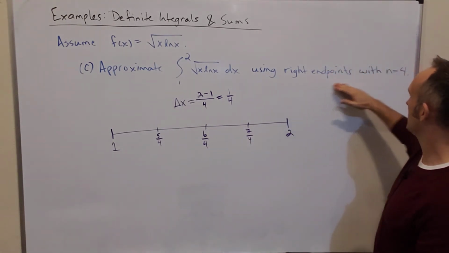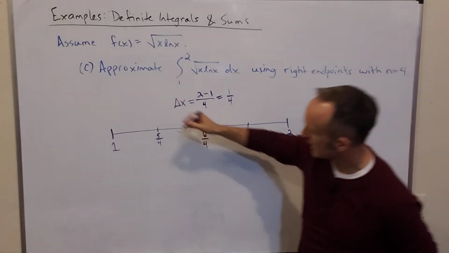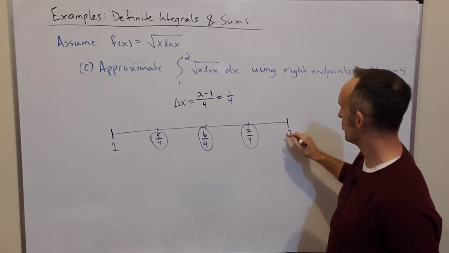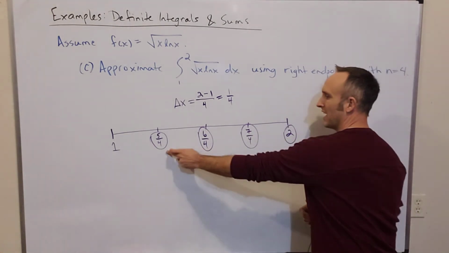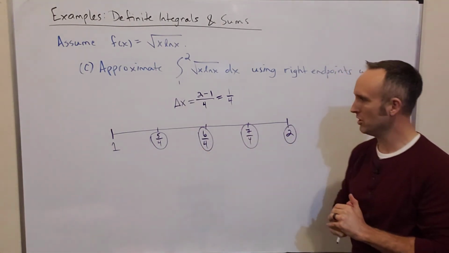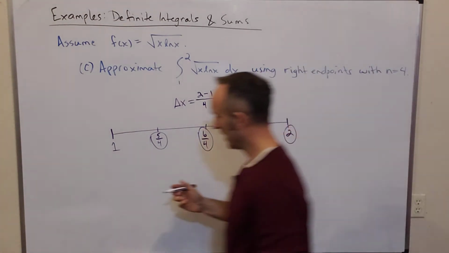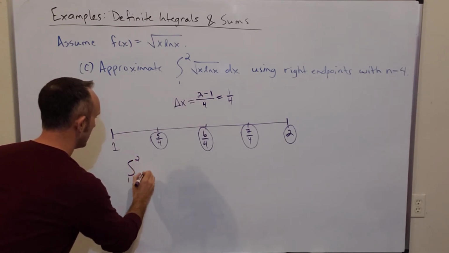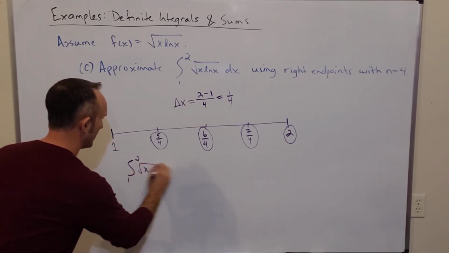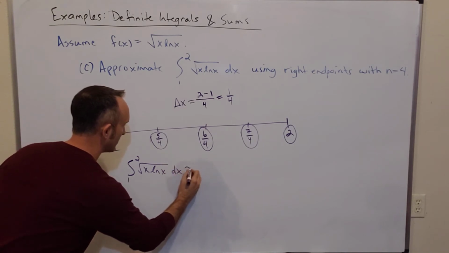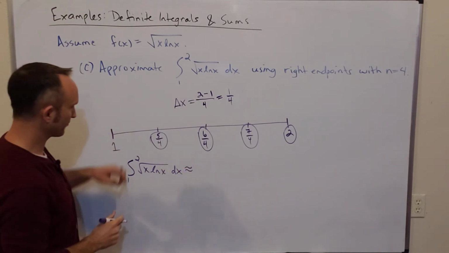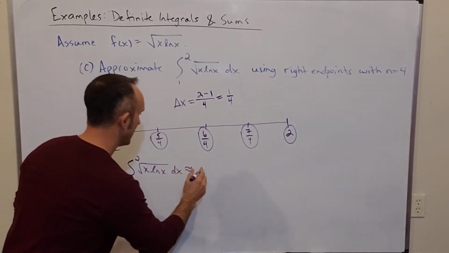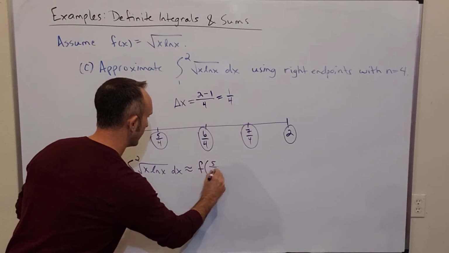And we're talking about right endpoints. So the first right endpoint is going to be this guy, the second right endpoint, the third right endpoint, and the fourth right endpoint. So those guys are the 4 x sub i's that we'll use. So we can say now that the definite integral from 1 to 2 of the square root of x times the natural log of x with respect to x is approximately equal to the height of our first rectangle, determined by this x sub i. So I could say f of 5/4, right?